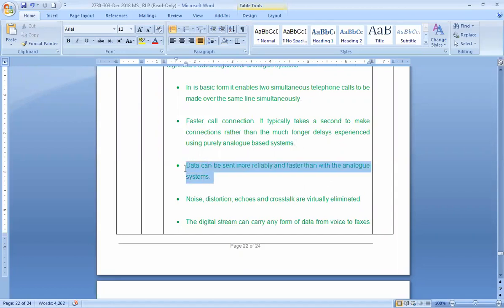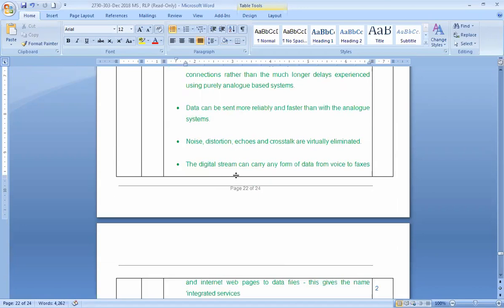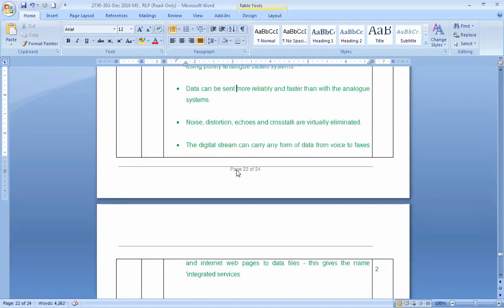Data can be sent more reliably and faster than with analog systems. So call establishing was fast, data speeds were fast, and simultaneously you were able to establish two calls at the same time. Noise, distortion, echoes, crosstalk could be virtually eliminated. It's not that you have to go to the connection lines and to the switches and to the hubs and make changes. You could probably do that virtually, with the help of software.